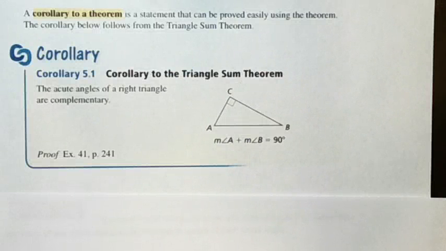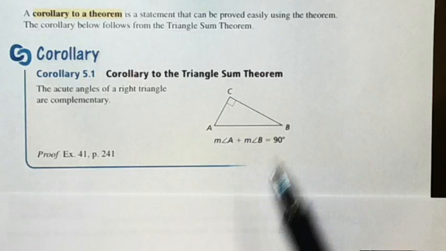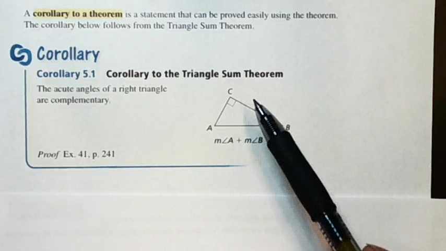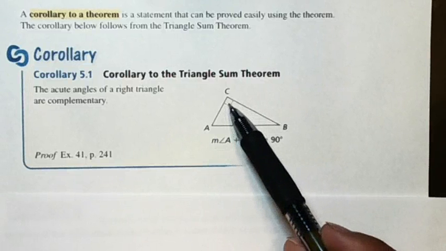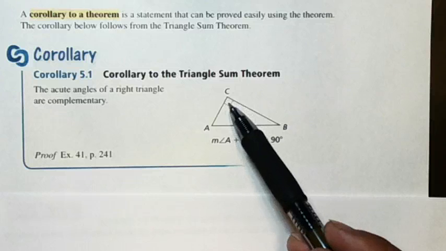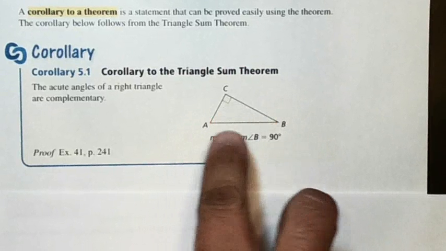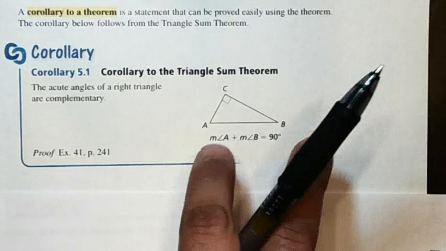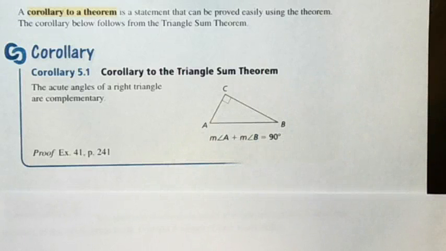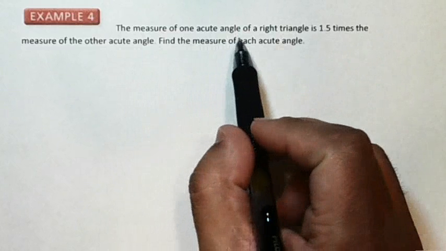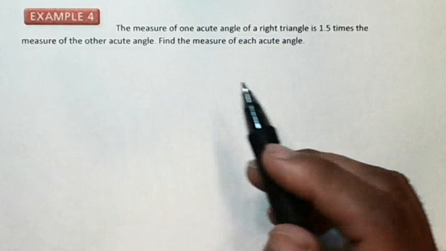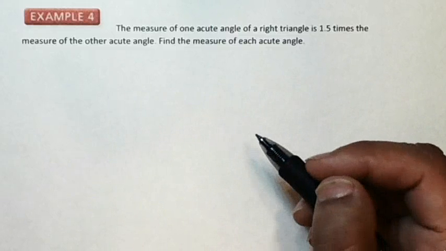Next we have what's called a corollary, and that's just an extra idea to a theorem. So if I know that all three angles inside a triangle add up to 180, and I happen to have a right triangle, which means one of the angles is 90, then the other two, angle A and angle B, have to add up to 90, because 90 plus 90 would give me the 180. Using this corollary, the measure of one acute angle of a right triangle is 1.5 times the measure of the other acute angle. Find the measure of each angle.